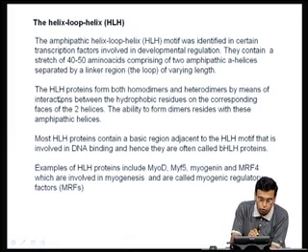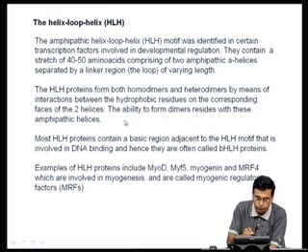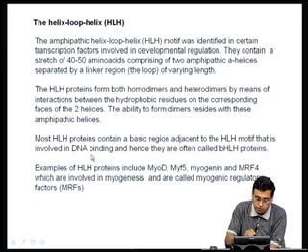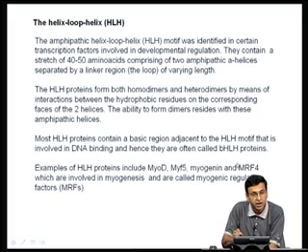Now, again the helix loop helix proteins form both homodimers and heterodimers by means of interactions between hydrophobic residues on the corresponding face of the 2 helices, and the ability to form the heterodimers resides within these amphipathic helices. Most helix loop helix proteins contain a basic region adjacent to the helix loop helix motif that is involved in DNA binding, and hence they are called bHLH proteins.